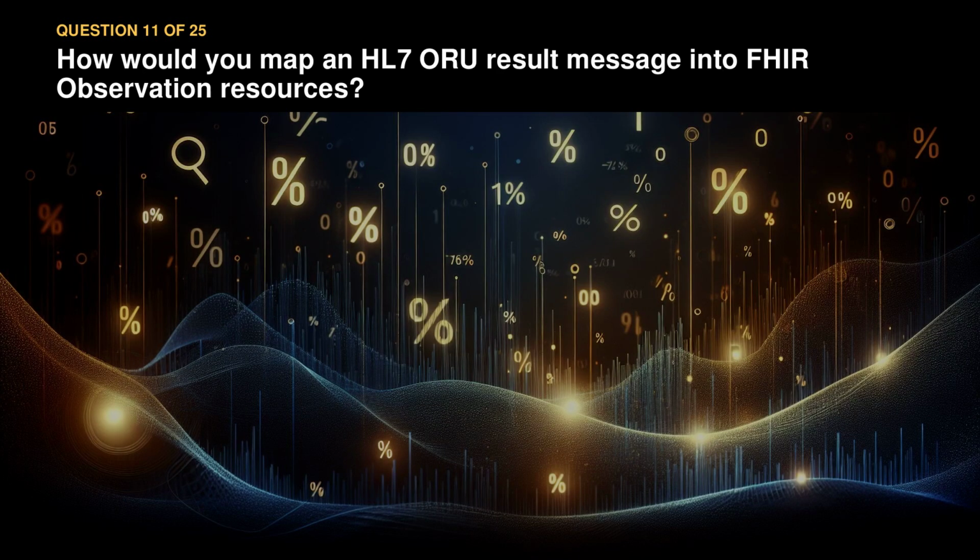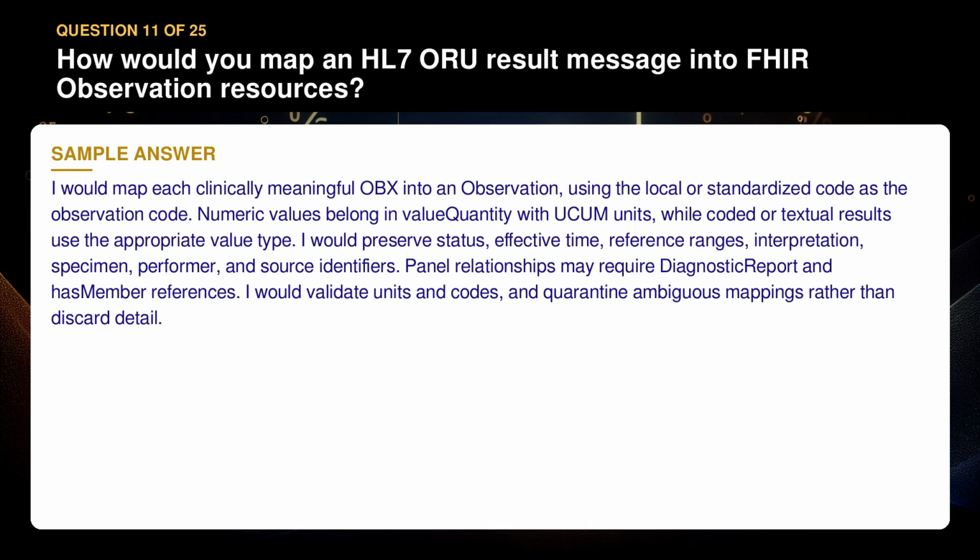Question 11. How would you map an HL7 ORU result message into FHIR observation resources? I would map each clinically meaningful OBX into an observation, using the local or standardized code as the observation code. Numeric values belong in value quantity with UCUM units, while coded or textual results use the appropriate value type. I would preserve status, effective time, reference ranges, interpretation, specimen, performer, and source identifiers.